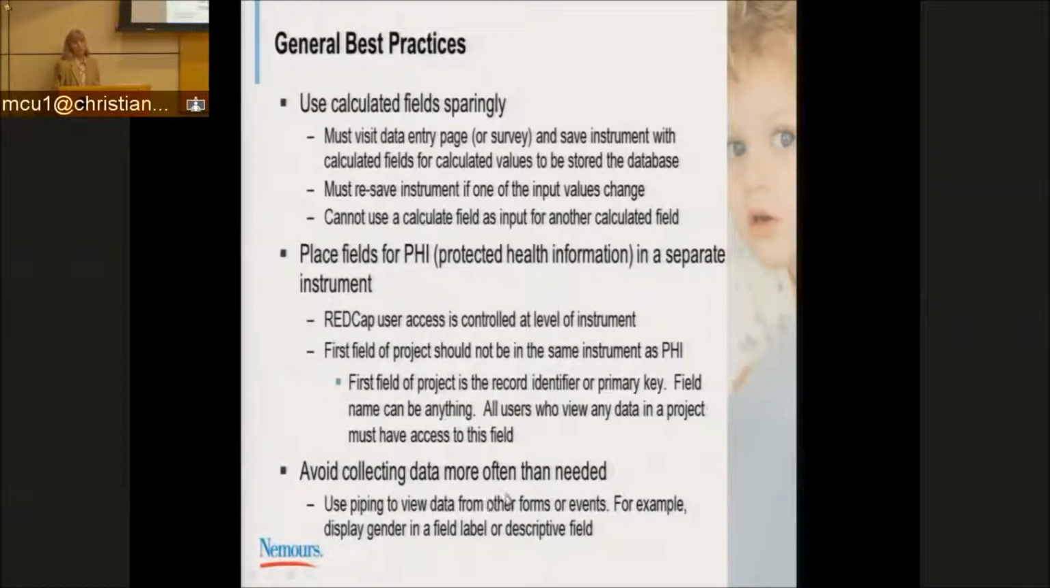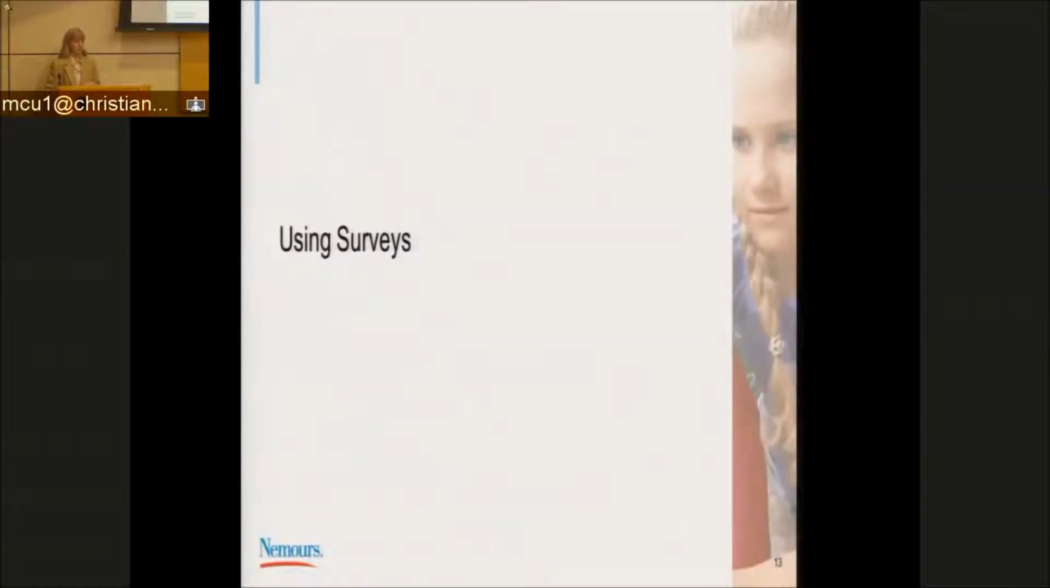You want to avoid collecting data more often than you need to because it gives you more chance for error. So if there's a field like gender that you're collecting early on in one of your forms, and then later on another form what you answer depends on what the gender was, you can use piping to display the value of that other field later in another form. So that's one of the nice features of REDCap that you might not always be aware of.